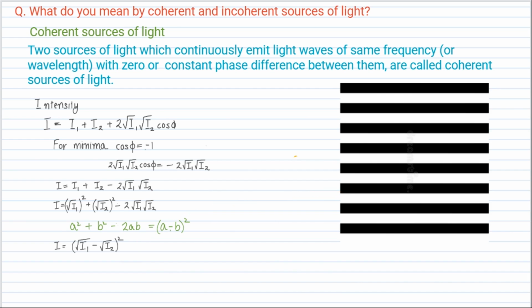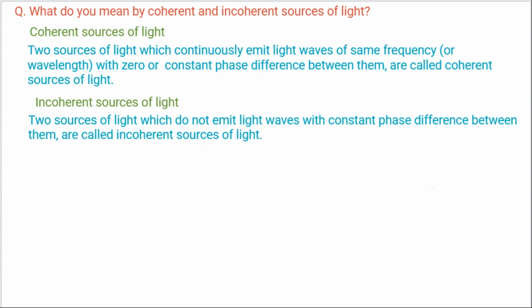So this will happen only if the light coming from your slits S1 and S2 are coherent sources of light. Incoherent sources of light will be the opposite of coherent sources. Incoherent sources of light are two sources which do not emit light waves with constant phase difference between them. So in such a case, the light coming from slit S1 and the light coming from slit S2, their phase will always be changing.